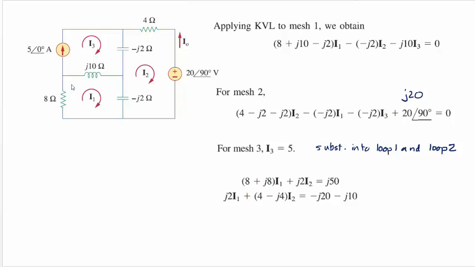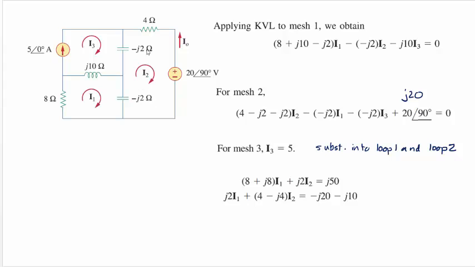So you want to write loop equations around each one of these loops, loops 1, 2, and 3. Around loop 1, putting in these complex numbers, you have J10I1 minus J10I3, and then I1 times minus J2, minus the I2 component. So writing that all out here, we get this first loop equation.